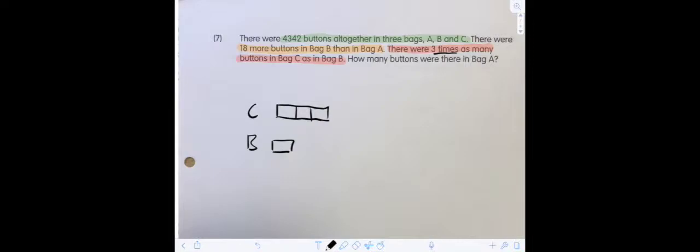There were 18 more buttons in bag B than in bag A. So what does this mean? Bag B has this little portion here, this little portion over here when you split it, and this portion is 18. And bag A has a little portion of the unit here, with the 18 that's missing. So what do we do here?